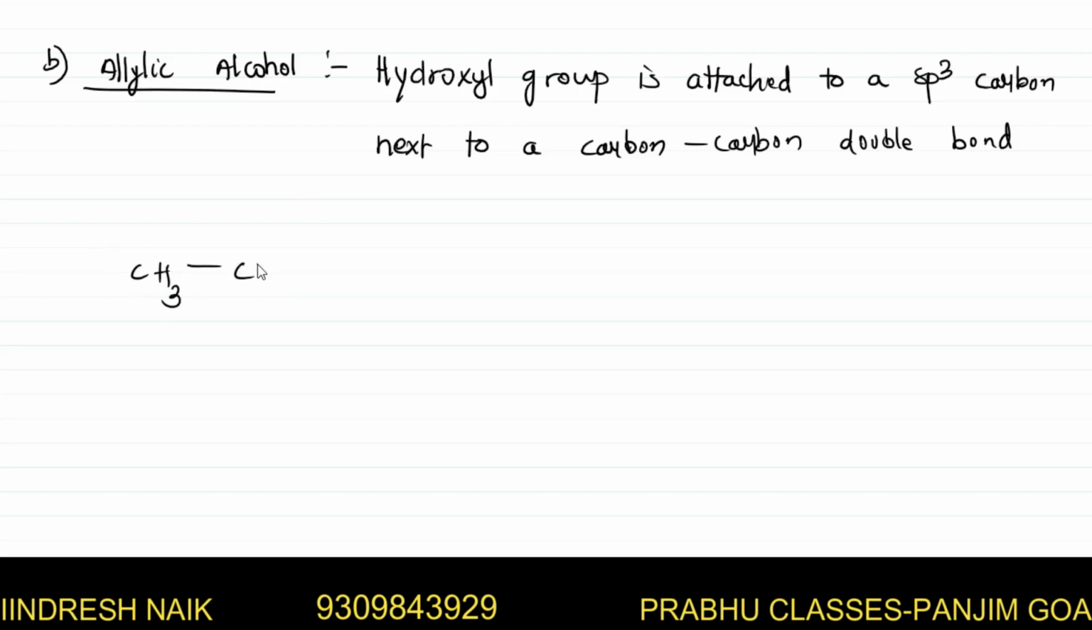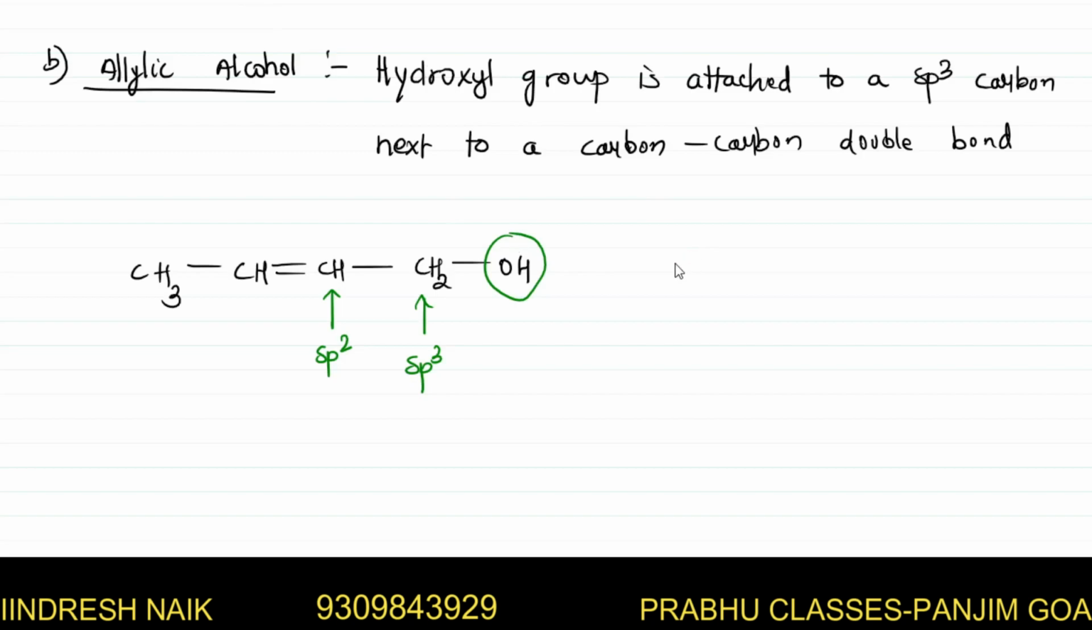CH3, CH, double bond, CH2, OH. I'll just show one example. This is an allylic alcohol. Here, OH is connected to this carbon, which is sp3. And next carbon is what? Next carbon is sp2. So this is an example of allylic alcohol.